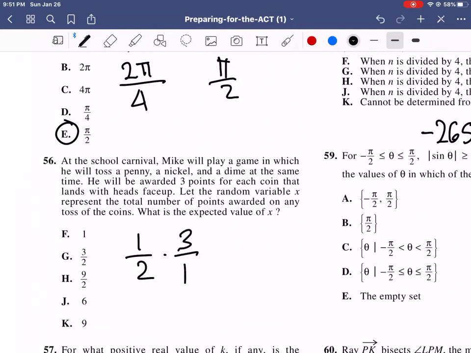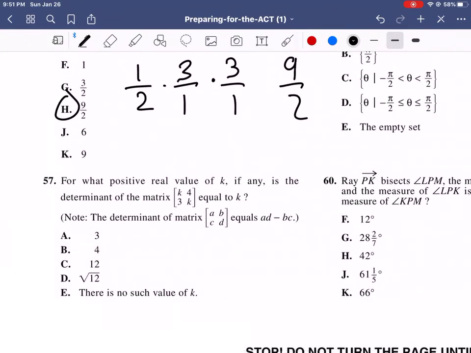3 coins is 3 over 1. And then multiply it by 3 points, which is 3 over 1. So you get 9 over 2. The answer is H.